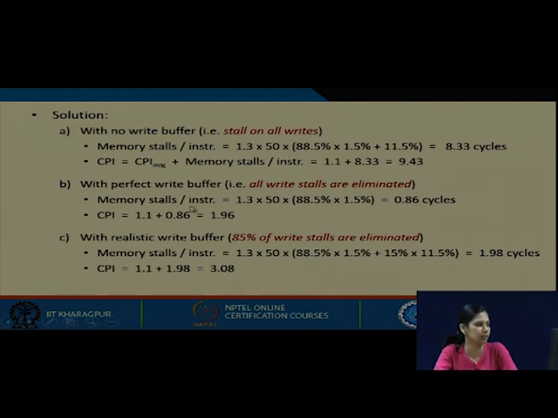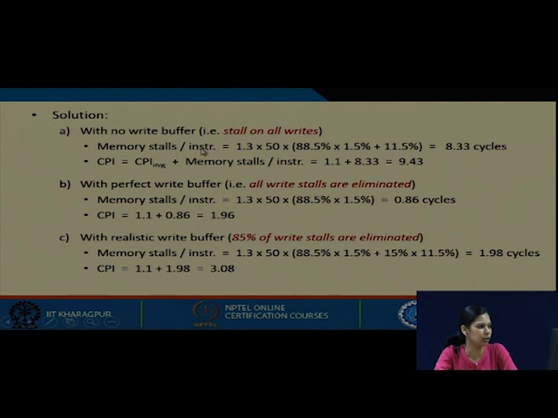Now, coming to the solution. In the first case, we consider that there is no write buffer. In this particular case, there will be a stall on all writes. Whenever there is no write buffer, we are not writing to a high speed hardware, rather we are writing back to the main memory, or you can say the lower level memory. So, how do we consider the number of stalls? There will be stalls on all writes.